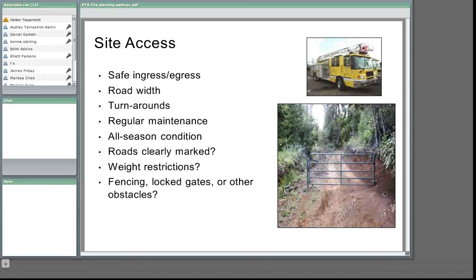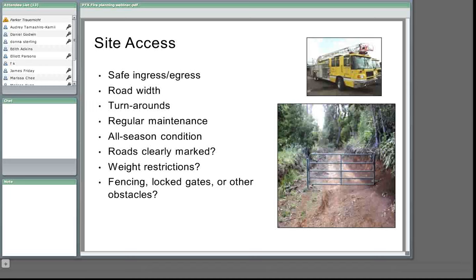Again, as far as really basic improvements, it's just marking where your access points are. Can they even find the site and get to it? Things like weight restrictions on bridges. Again, this is all the kind of information that you want these firefighters to know, how best and how easily it is to get onto scene.